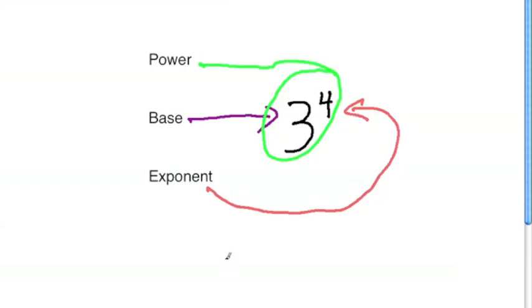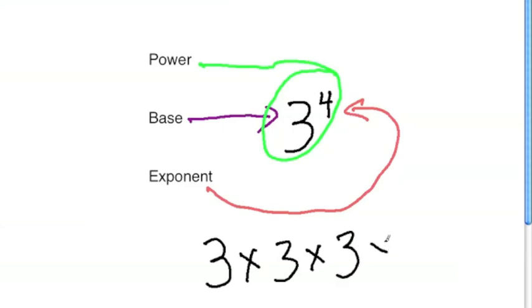So if we're going to write this out now in the long form, it's going to be 3 times 3 times 3 times 3. And then if I ask you to solve for this, all you have to do is the multiplication here, which is 3 times 3 is 9. 9 times 3 is 27. And 27 times 3 is 81.